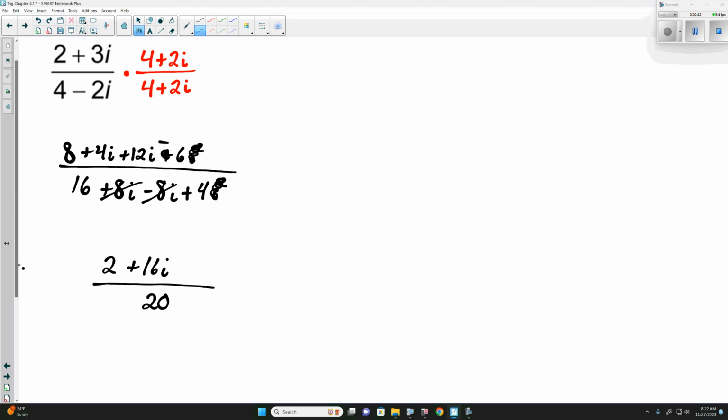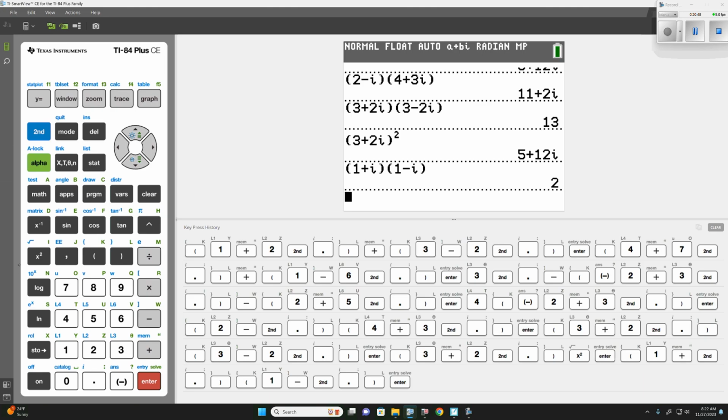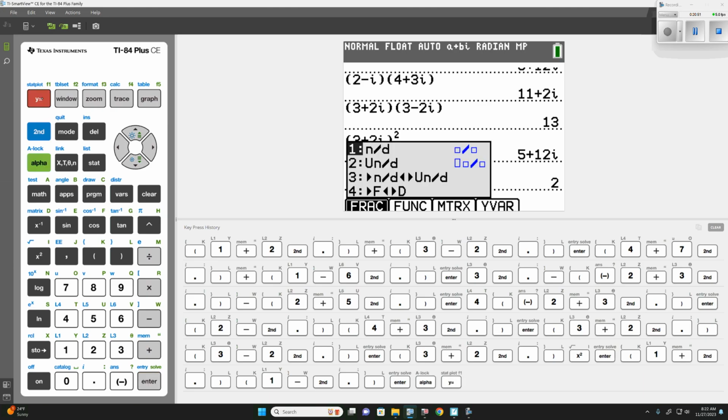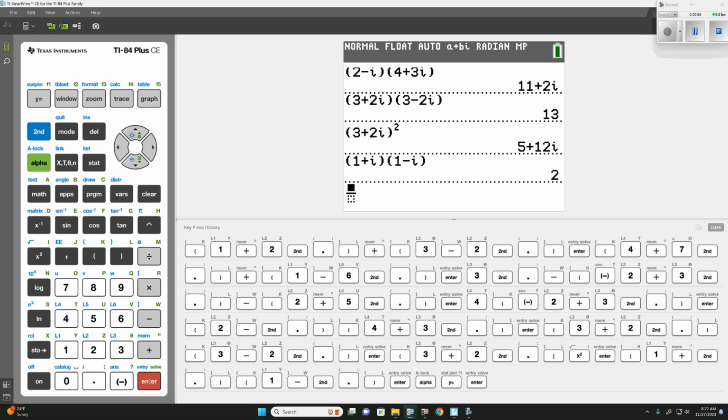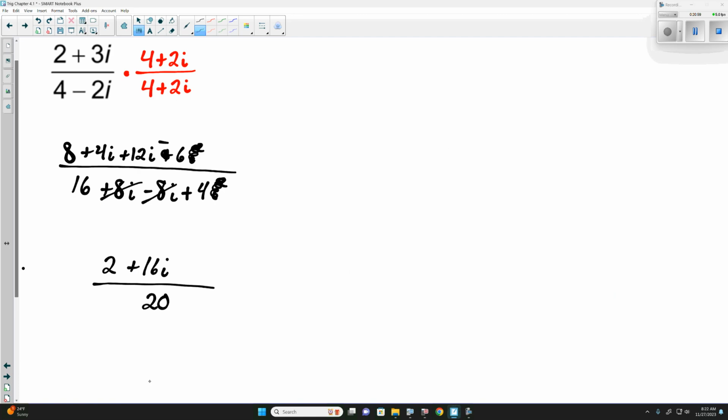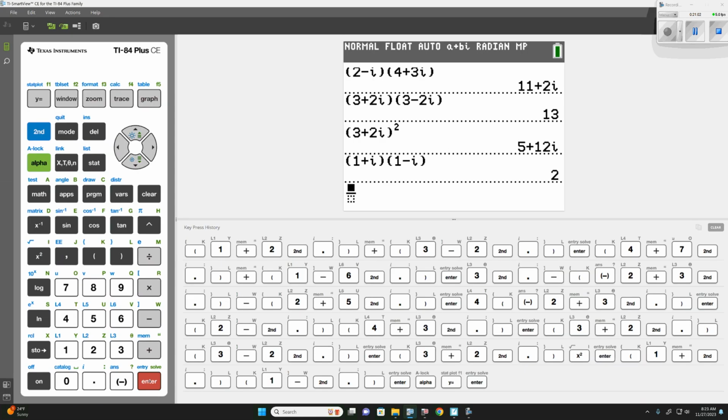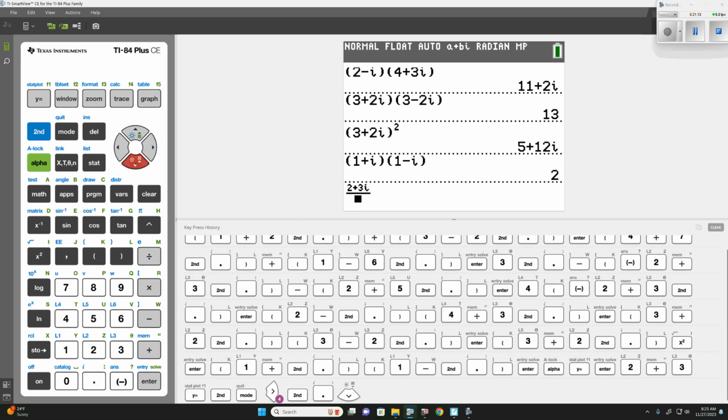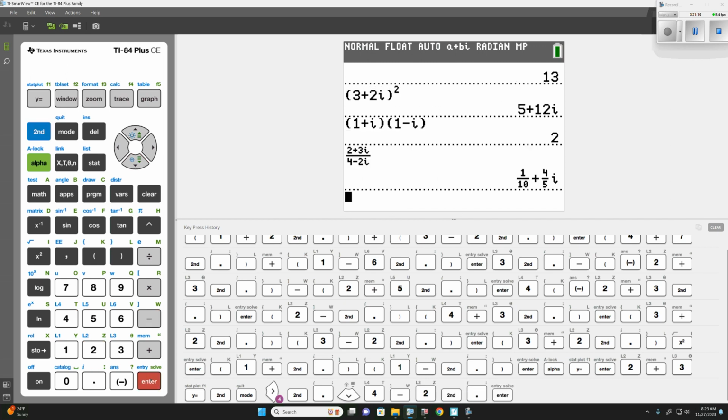But the TI-84 Plus CE does not have this issue. Because for the CE version, we can go alpha, y equals, enter. We can pull the fraction up. And then we can type it in as we see it, 2 plus 3i over 4 minus 2i. Y equals, 2 plus 3i over, is it 4 minus 2i? Okay. And we get this here.